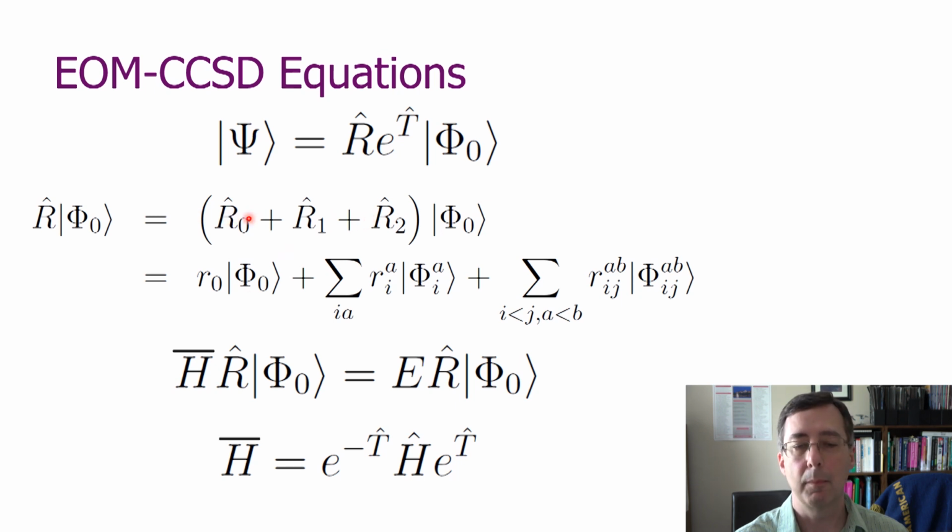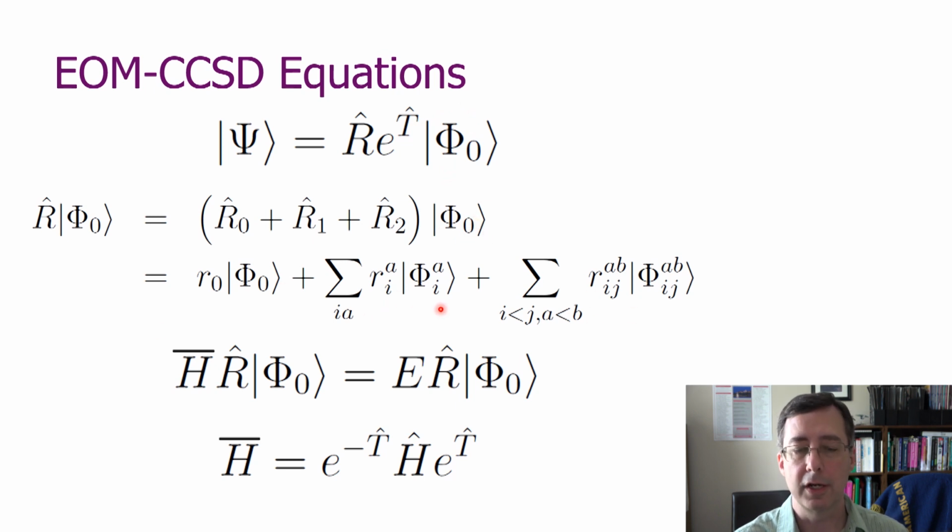And when you apply this operator onto phi 0, you get the reference determinant with some coefficient, singly excited determinants with some coefficients, doubly excited determinants with some coefficients. And the only trick is that I'm not applying R directly to phi 0. I define it this way so you can see what it does, but I actually apply it to e to the T acting on phi 0. So I'm applying it to the CCSD wave function, not just the reference determinant.